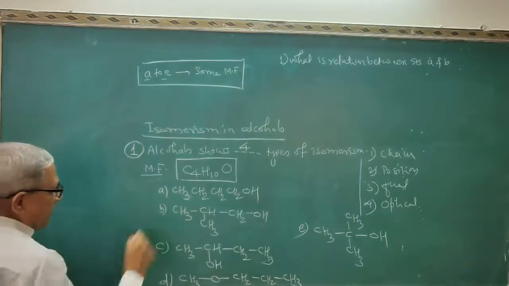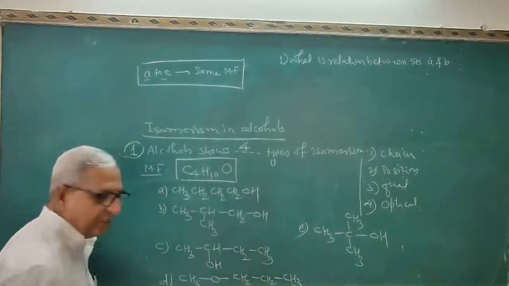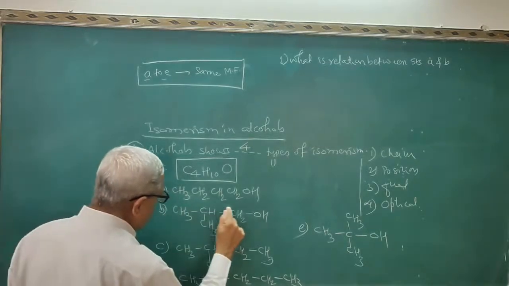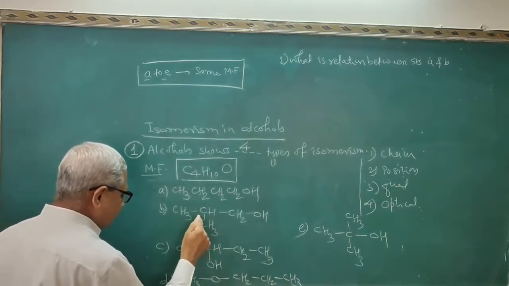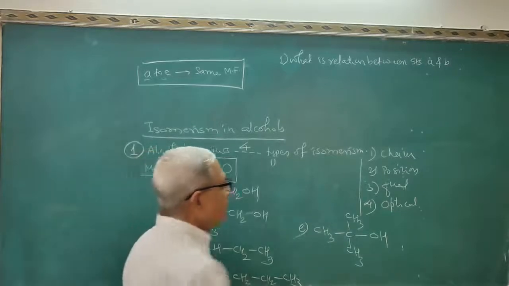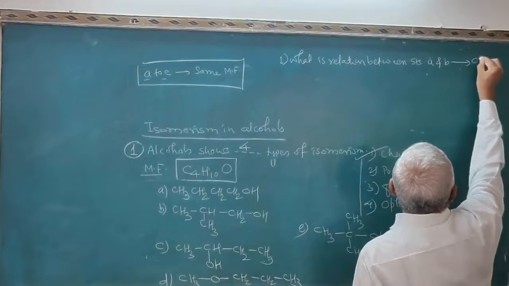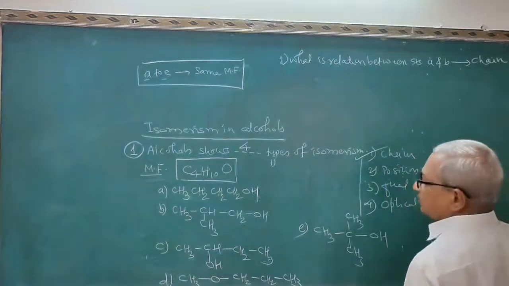Observe the structures A and B. In structure A, all the 4 carbon atoms are in a straight chain. In structure B, only 3 carbon atoms are in a straight chain, and one side chain is present. Therefore, it will show which type of isomerism? Chain isomerism. So, this is the chain isomerism.